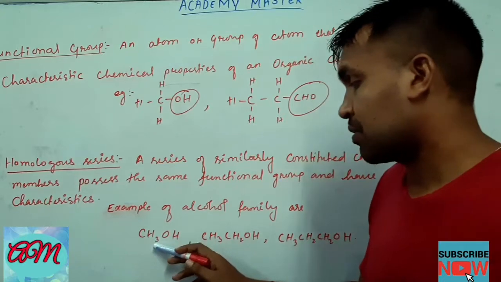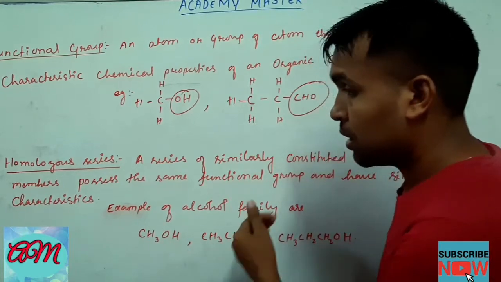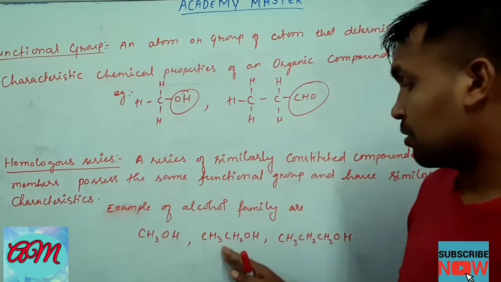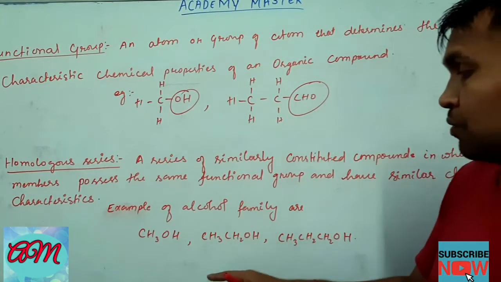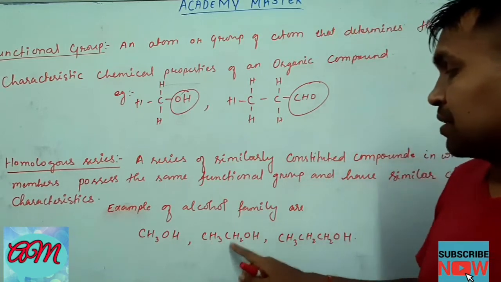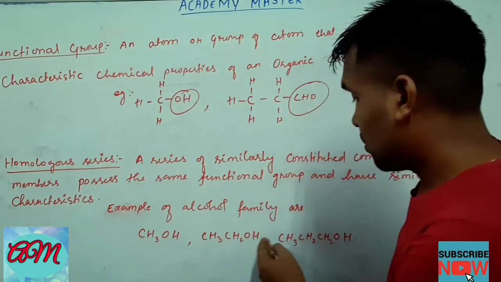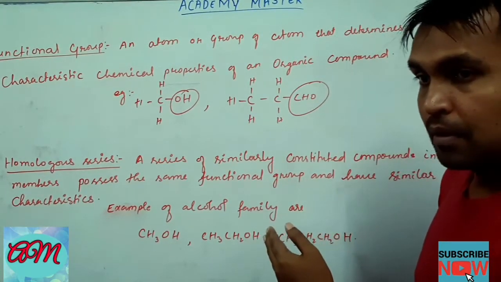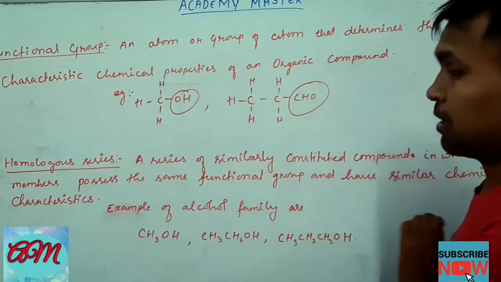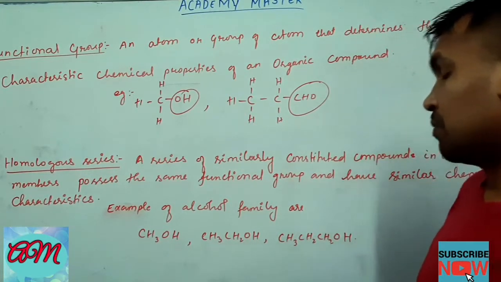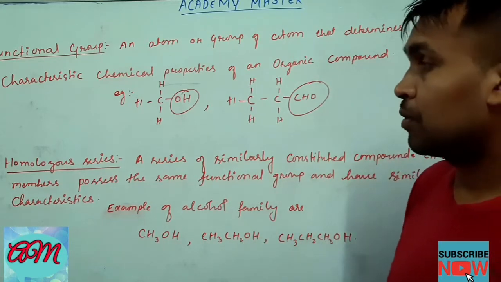So here we have written CH3OH. Always remember, in a homologous series each next consecutive compound will vary from the other with a difference of CH2. See here CH3OH, here CH3CH2OH, here CH3CH2CH2OH. You just see every consecutive compound is differing by CH2, CH2 and CH2. Got it or not? Each consecutive compound will differ by CH2. Okay, so this is a homologous series.